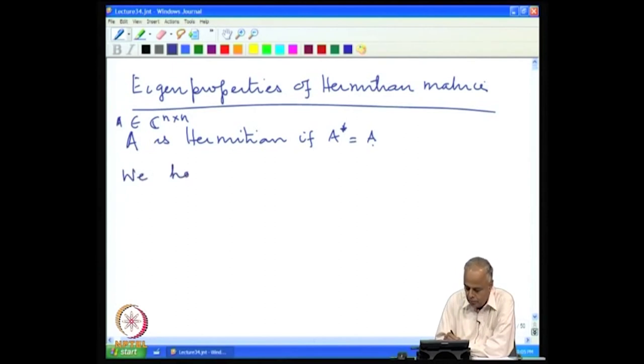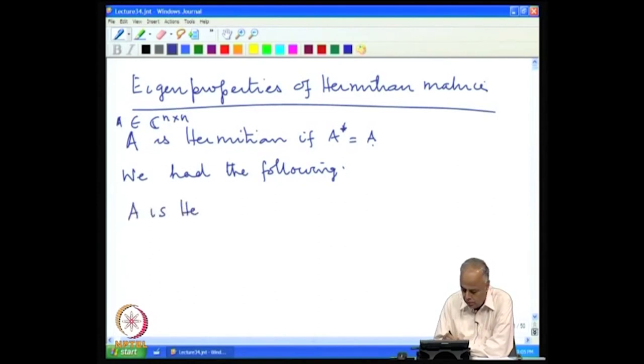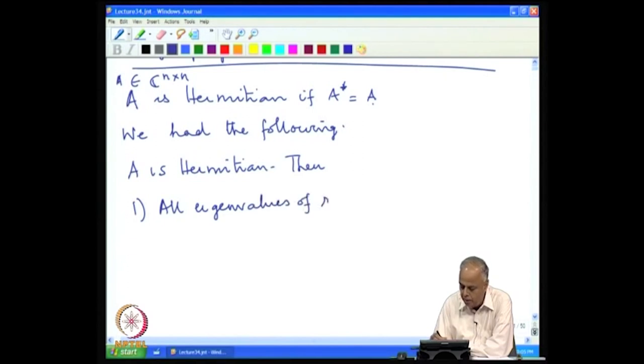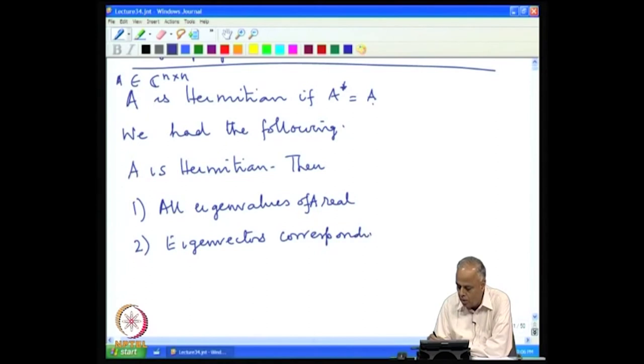We had the following important properties of such a matrix. If A is Hermitian, then we have: one, all eigenvalues of A are real. This is a very important property of Hermitian matrices. All the eigenvalues of A must be real. The second important property is that the eigenvectors corresponding to distinct eigenvalues are bound to be orthogonal.